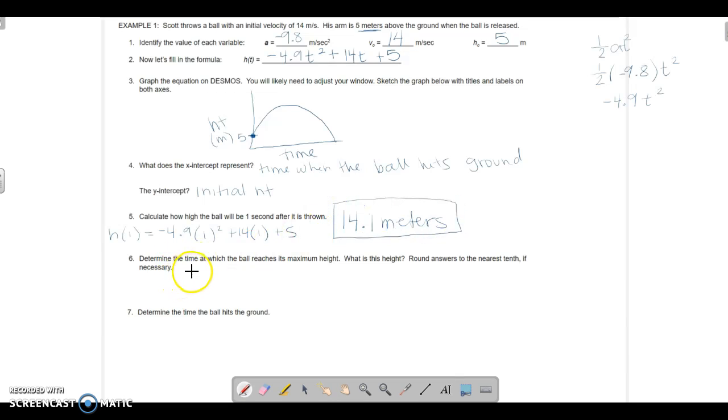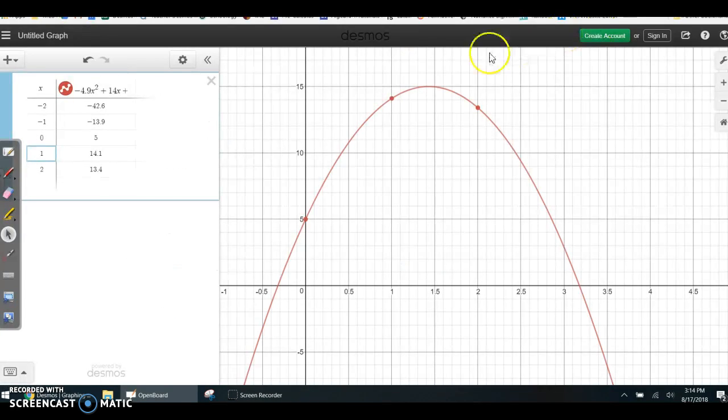The next question: determine the time at which the ball reaches its maximum height, and what is that height? So the time when that happens is the x-coordinate of our vertex. But what is the actual height? This is the y-coordinate of the vertex. So the bottom line is we need that vertex. If I click anywhere on the graph, it's going to help me pick out random points. But if you click close to that vertex at the top, it's going to find it for you. So it looks like we have 1.429, comma 15.